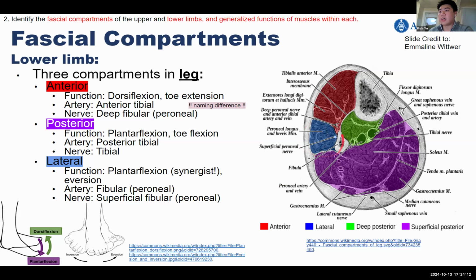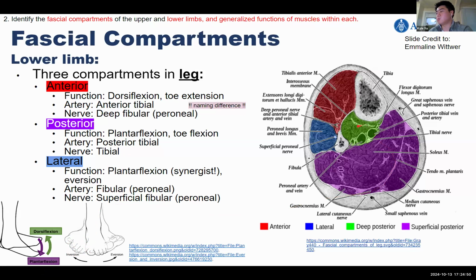And lastly, we have the small lateral compartment, lateral being more on the outside. It would have a synergistic effect on plantar flexion, but its primary effect would be eversion. Eversion is pulling your foot to more the outside, so you're putting more weight onto your big toe. And inversion is if you're walking on the sides of your feet, your foot would be in an inverted position. This is supplied by the fibular artery as well as the superficial fibular nerve.